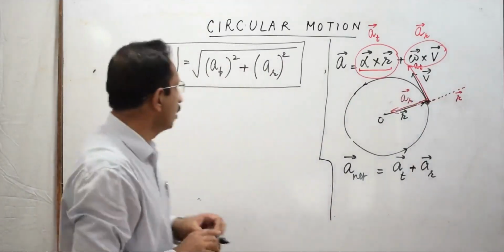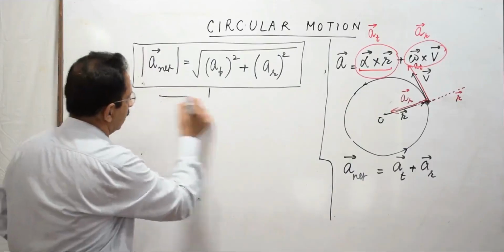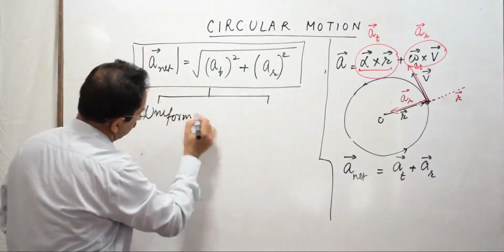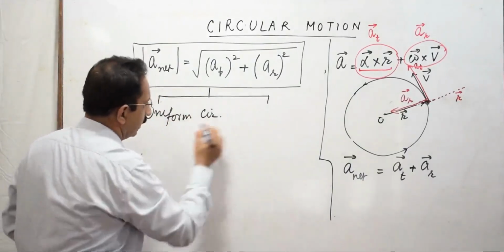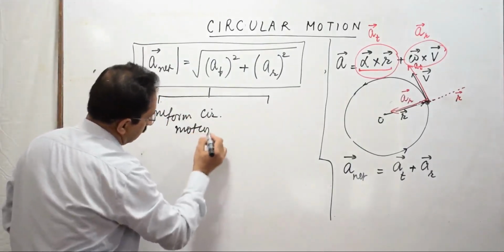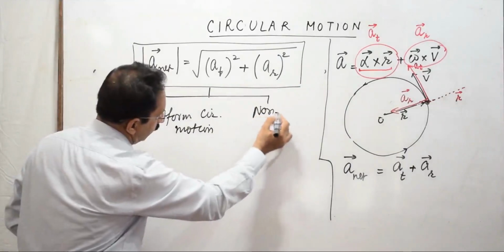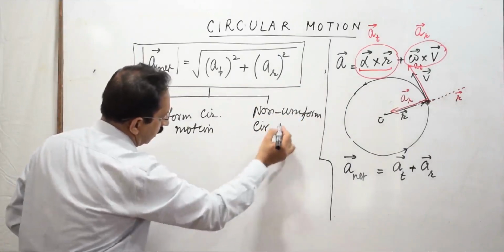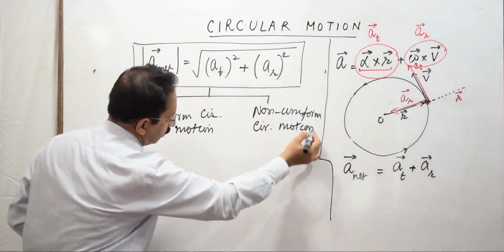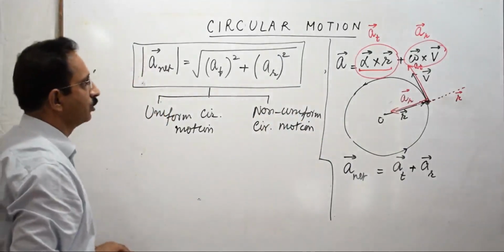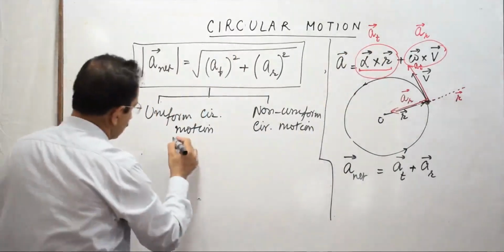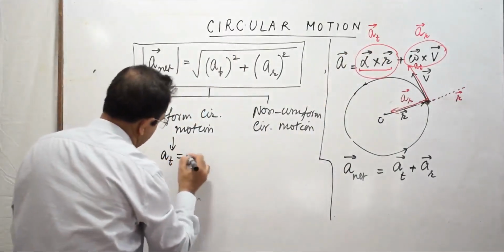तो यहाँ दो cases arise करते हैं. One is the case of uniform circular motion, and the second is a case of non-uniform circular motion. What's a uniform circular motion? A uniform circular motion is that where tangential acceleration is zero. So for this, a_T is equal to zero.